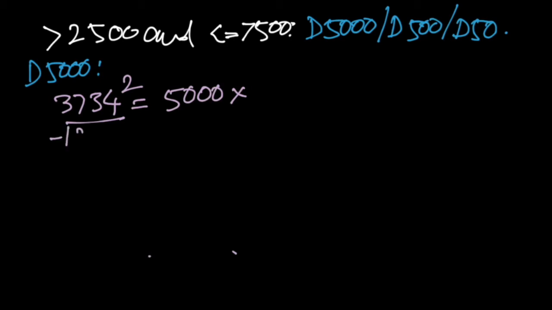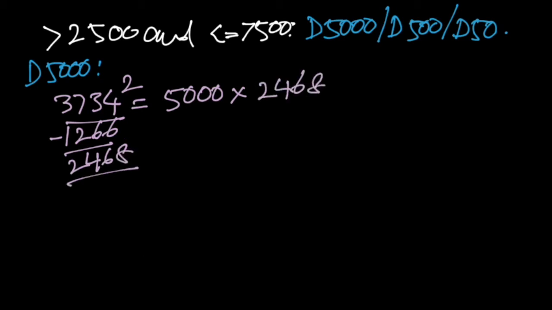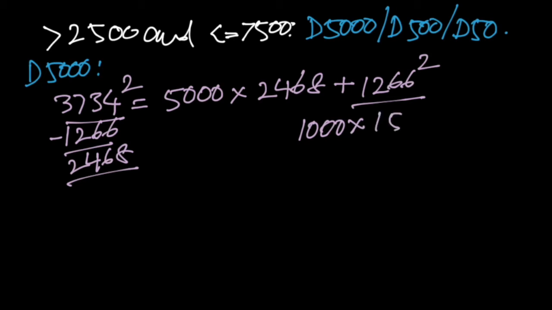1266. So, if we subtract, we get 2468. Then we are going to add the square of 1266. 1266 we can do by P 1000. So, we got 1000 times, we have to add 266 to 1266. So, it becomes 1532, plus we have to add the square of 266.